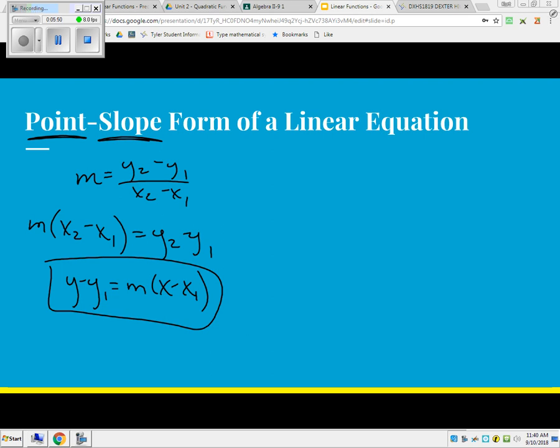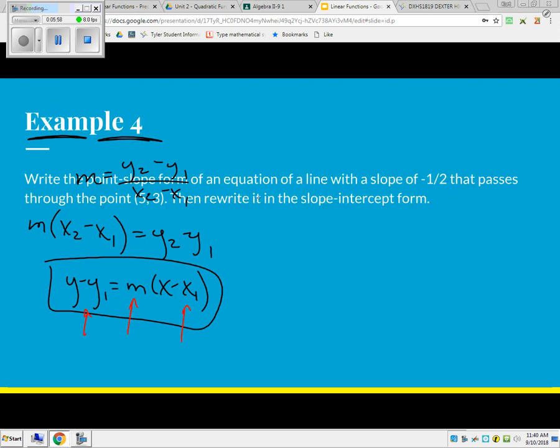So I'm going to use this whenever I'm given a slope. Oops, I'm given a slope and I'm given a point. I'm just going to be a plug and chug and then try to get back into that original form.